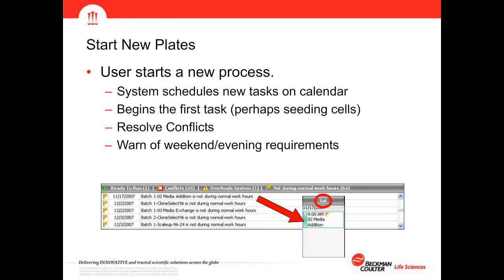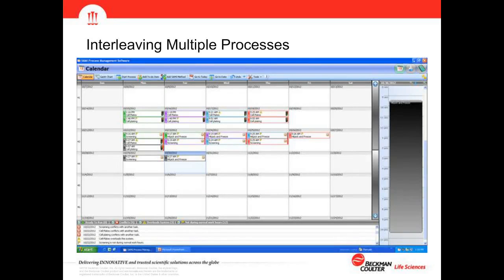If you start new plates, you do the same thing as you did before on the calendar, but the system now looks at conflicts and warns of weekend evening requirements. For example, conflicts would be if you're overloading an incubator, or if you want to run the same task, let's say, on a device like a reader at the same time for different plates. And you got to solve these conflicts. You can solve these conflicts in the calendar.